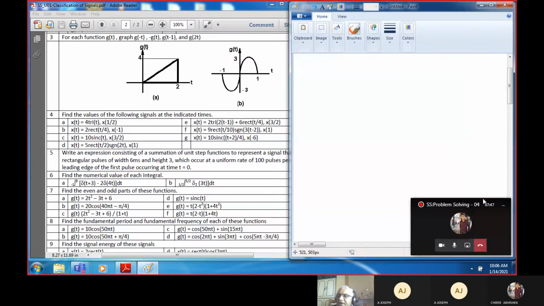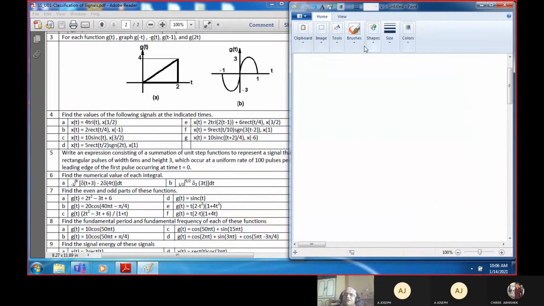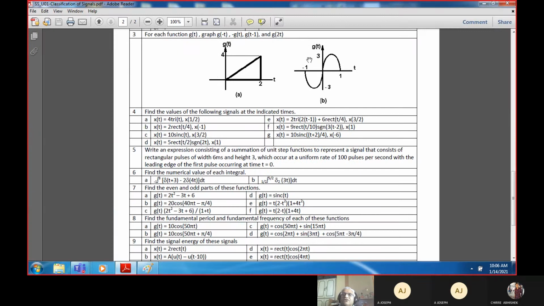So hello everyone. Welcome to the next problem solving session, which I am calling 4, in which we will try to understand how to solve the 4th exercise. When you look at the 4th exercise carefully, you will see that we have to find the values of the following signals. Don't worry about the signals, you will understand them shortly. The following signals at the indicated times. That is the crucial thing here.